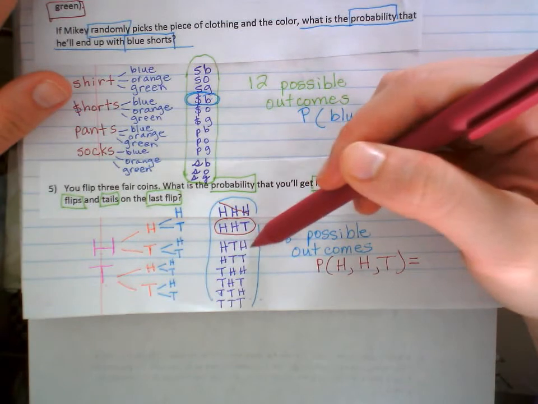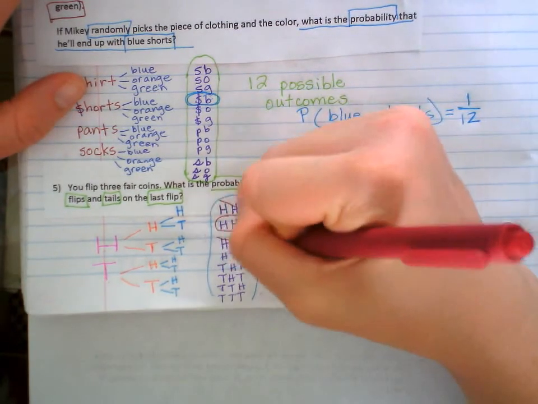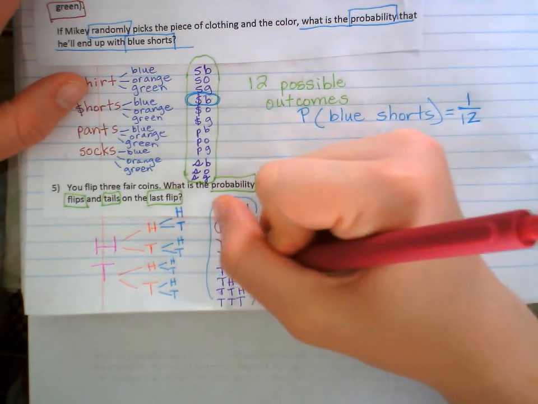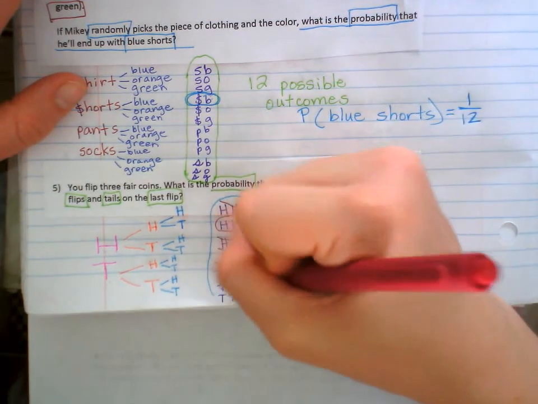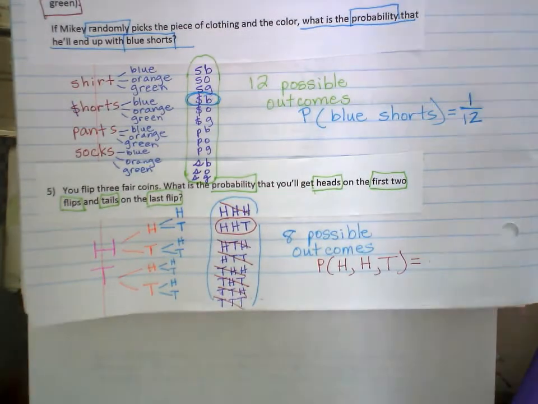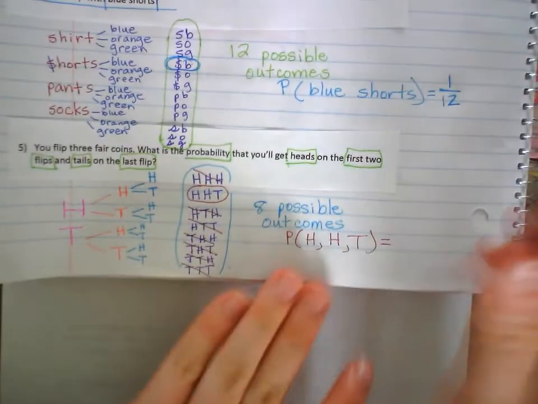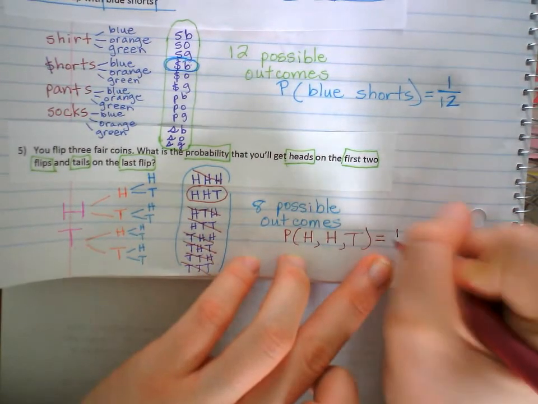Heads, tails, heads, no. We want heads, heads, tails. HHT. HHT, no. Tails, nope. We want heads first. Nope, nope, and nope. So only one of them. Only 1 out of all 8. Now we can prove that. So we know it's 1 out of 8.